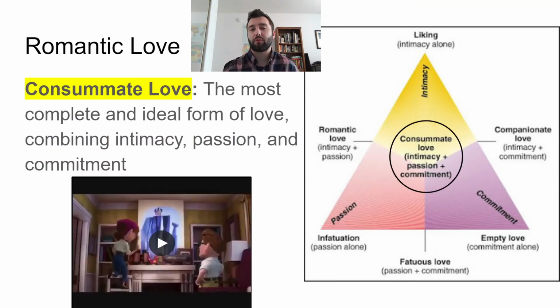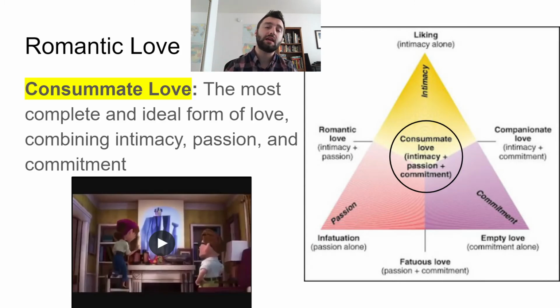The last piece we're looking at, we're skipping romantic love just because they don't really cover it specifically in what we want, is consummate love. So consummate love is kind of like the ideal. This is the most complete, most ideal form of love. This is what we want to aim for. It's where we have this love relationship that is intimate, passionate, and committed. Okay, so we have all three.